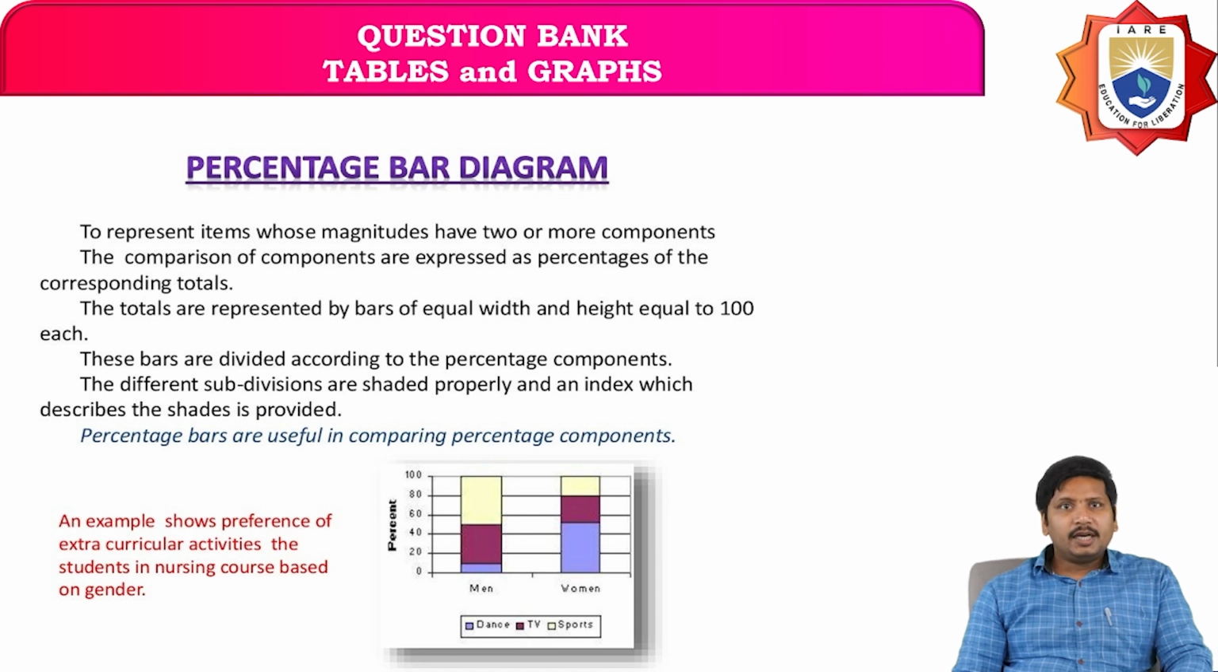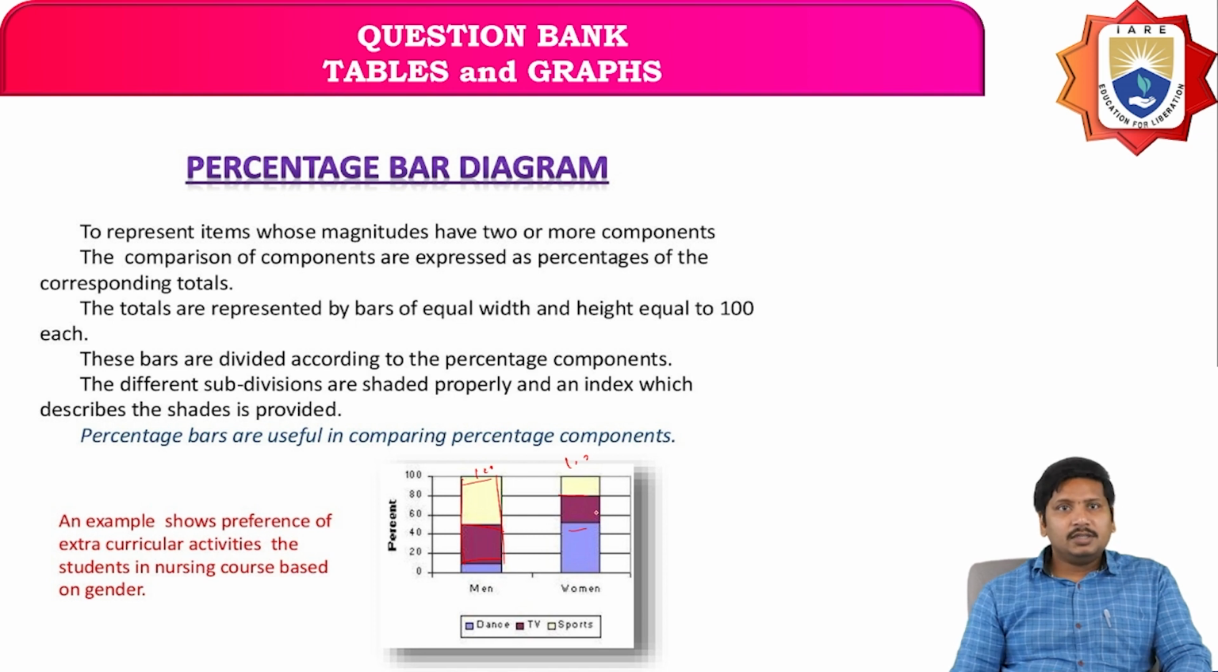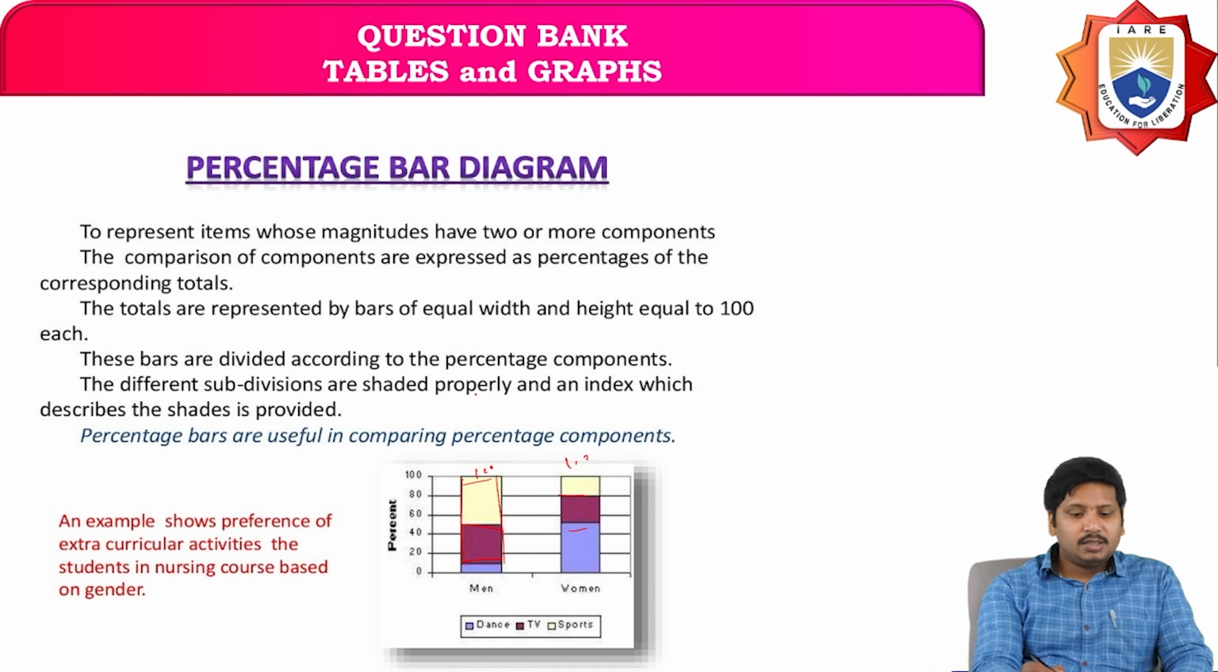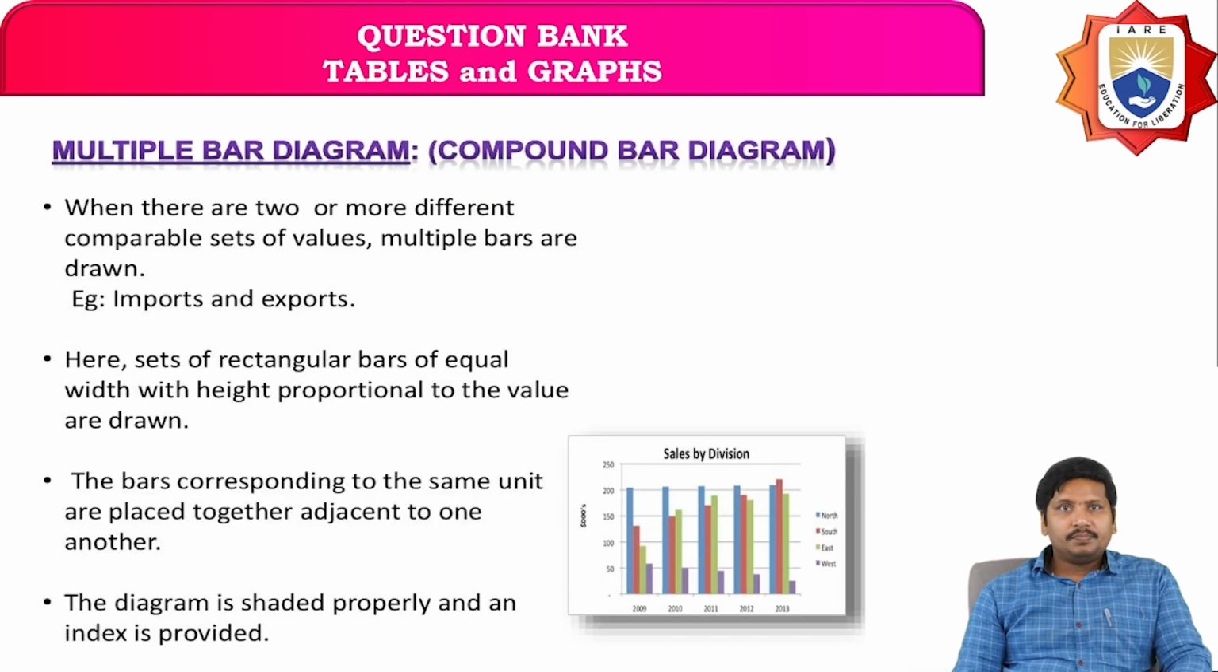And percentage bar diagram means that all the bars have equal width and are mapped to 100%, and each bar is divided into different segments. Based on that we can construct it. Here the bars are divided according to the percentage components. Like this is another example representing the stack or proportion bar diagram.